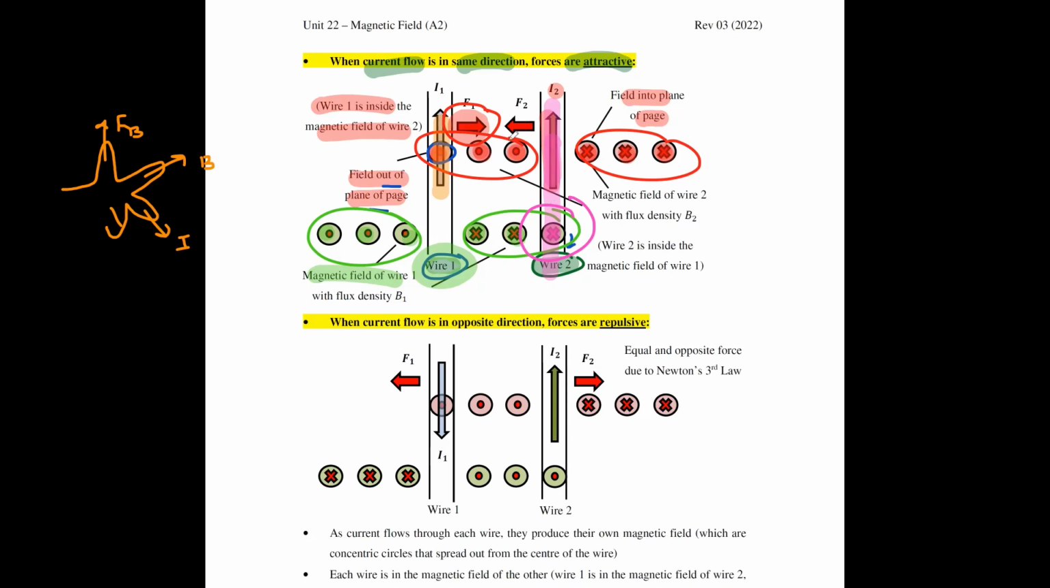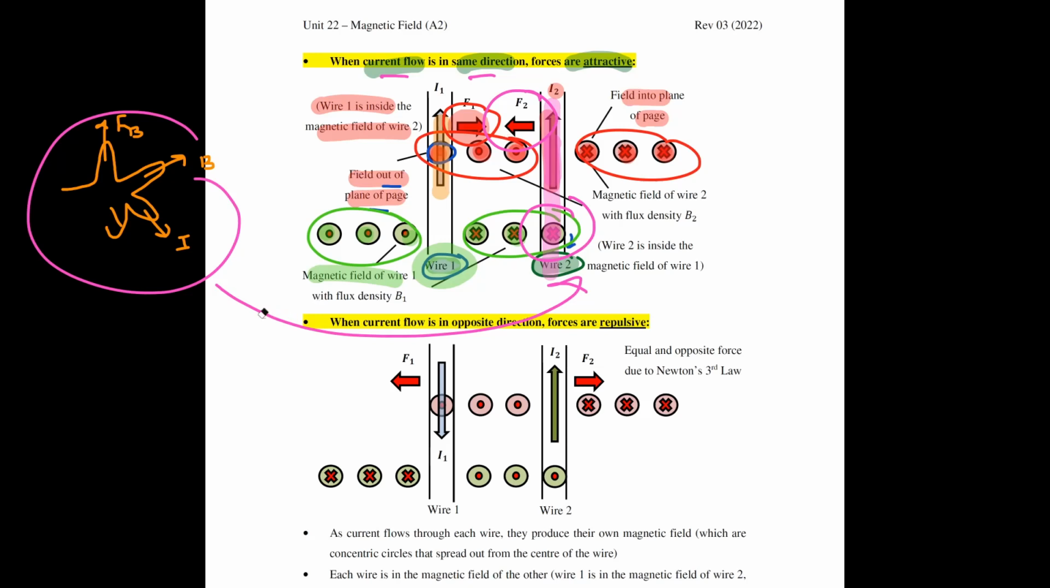So if you were to then apply Fleming's left-hand rule for the second wire, you would be able to say that the magnetic force will be going towards the left for wire 2 itself. That's why here, when you have current flow in the same direction, the forces are going to be attractive. Because if you were to individually analyze the wires, you can actually predict the direction of the magnetic force.